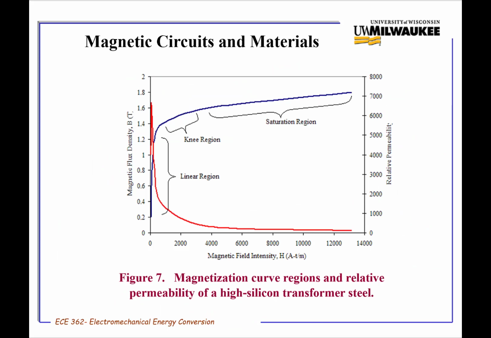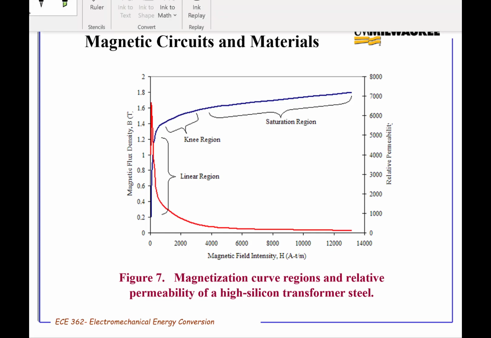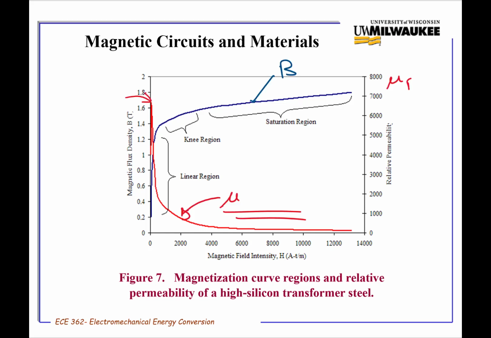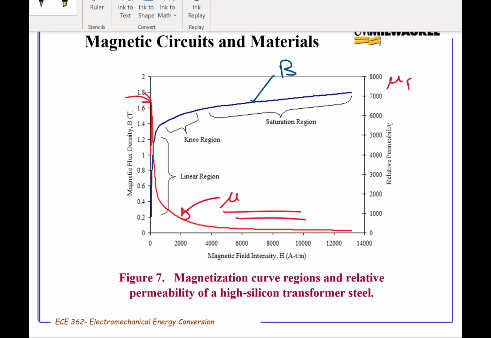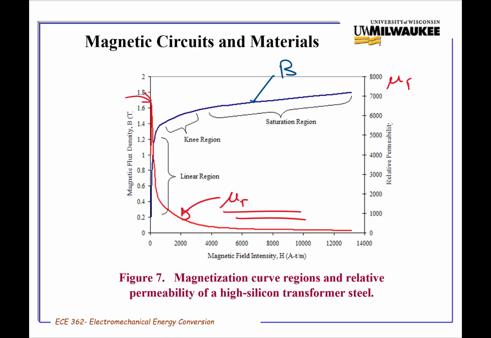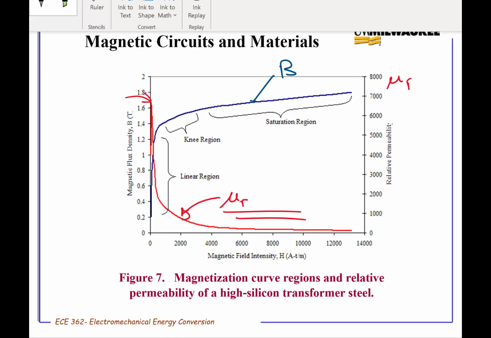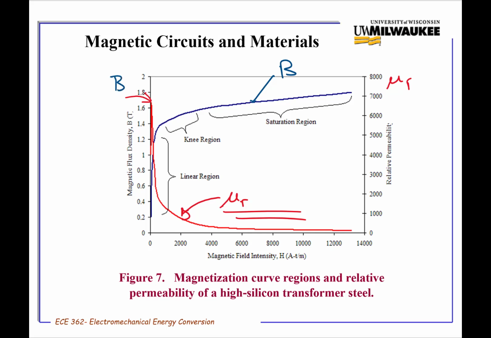So this picture here shows the three regions of the B curve, which is this blue curve right here. This is mu r. And then the B is this other axis here. The blue is the B in Teslas.